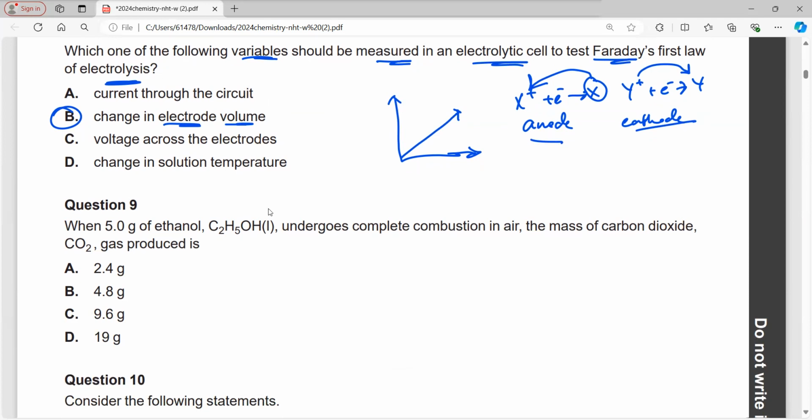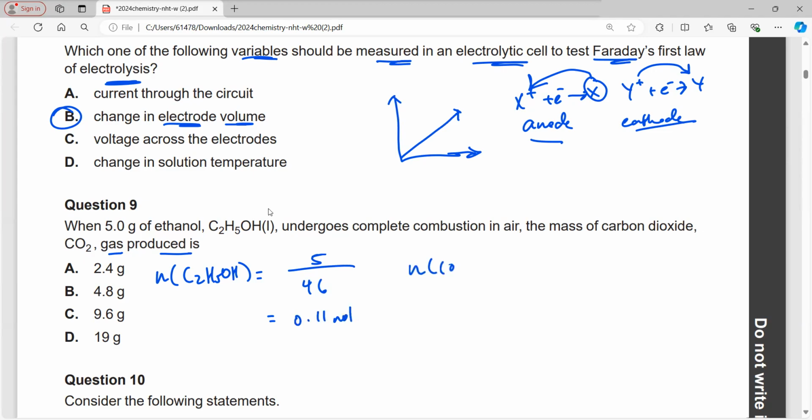When 5 grams of ethanol undergoes complete combustion in air, the mass of carbon dioxide gas produced is... okay, so this is pretty easy. What you need to do is find the moles of ethanol, which is just 5 divided by, I think it's 46 from my understanding. 5 divided by 46 is 0.11.